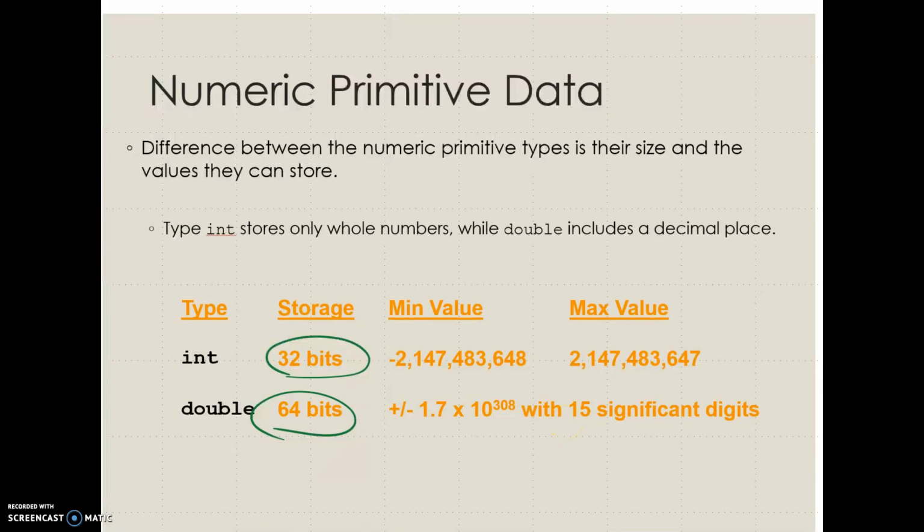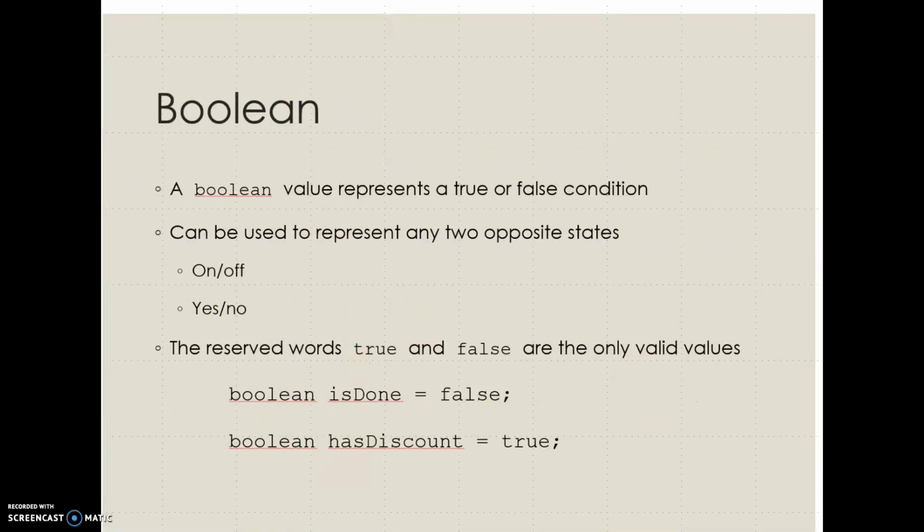Okay, let's dive more into Booleans. So a Boolean is a value that represents either a true or a false condition. And it can be used to represent any area where there are two opposite states, such as on and off, yes or no. The reserved words true and false are the only valid values. So a Boolean value can only have the answer of false or true.